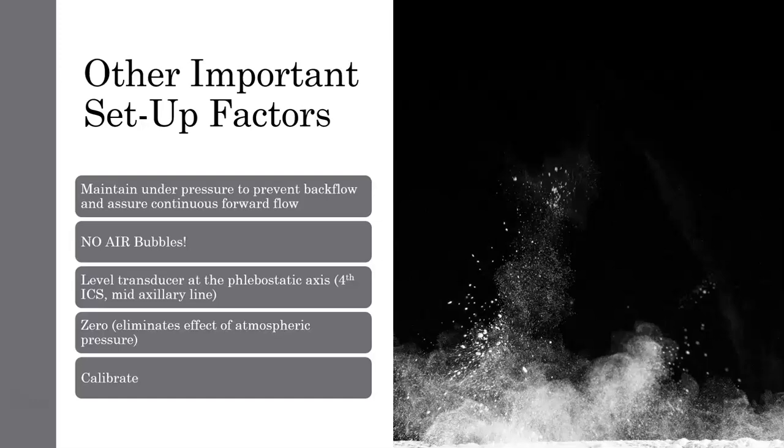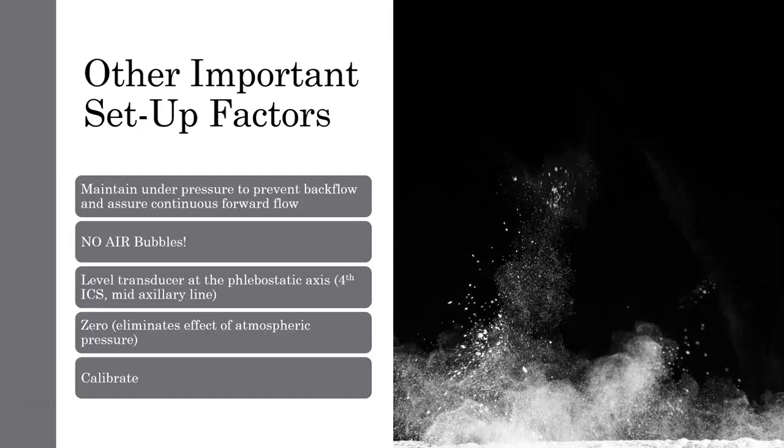We also level that transducer at the phlebostatic axis. It's the fourth intercostal space and the mid-axillary line. The next slide over has a little diagram, but you guys need to remember that. Level the transducer at the phlebostatic axis, okay? Fourth intercostal space, mid-axillary line.